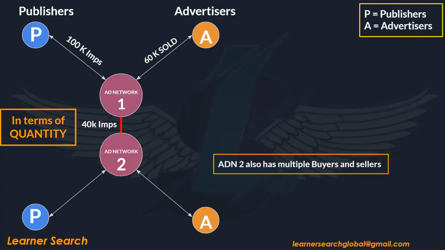Now what happened here? Just read it. Ad network 2 has multiple buyers and sellers. Ad network 2 already has multiple buyers and sellers. So what do you explain till now?